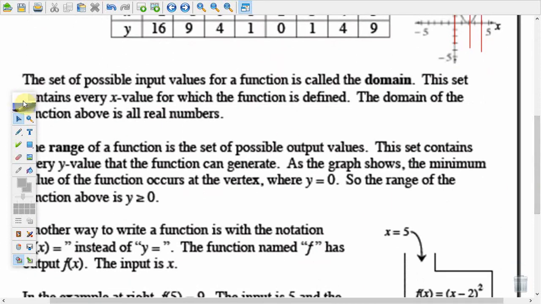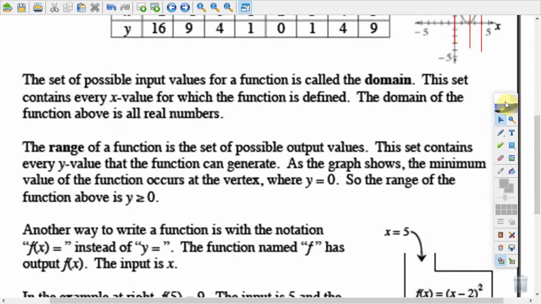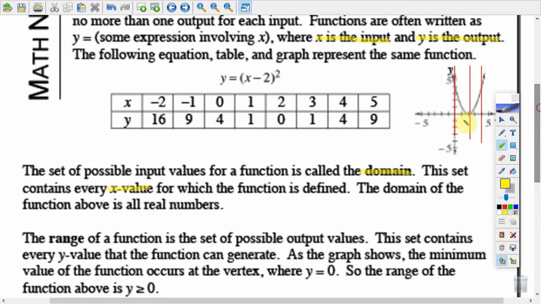So some more definitions to remember. The set of possible input values for a function is called the domain. This set contains every x value for which the function is defined. So again, we want to remember domain goes with x. The domain of the function above is all real numbers. We can plug in any x value into this equation and we will get an output. Okay, there's nothing that's going to give us imaginary numbers. We can plug in any x value and we will get a y value, any real x value.